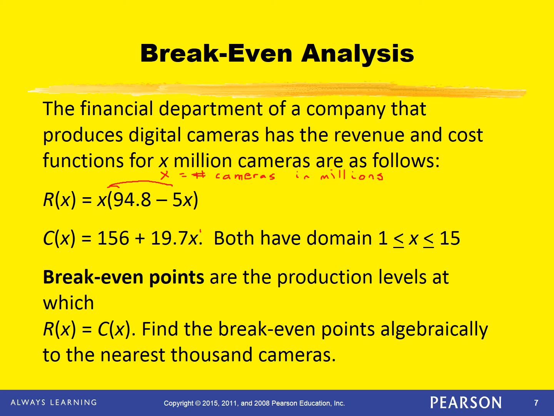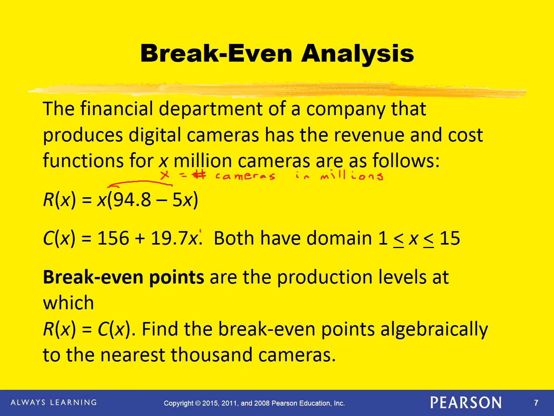Now here's the definition of break-even point. Break-even points are the production levels in x at which R of x equals C of x. The revenue equals the cost. Then your profit is zero. You've broken even. If you produce more than that, then that generally means that you'll make a profit. Generally. Find the break-even points algebraically to the nearest 1,000 cameras.